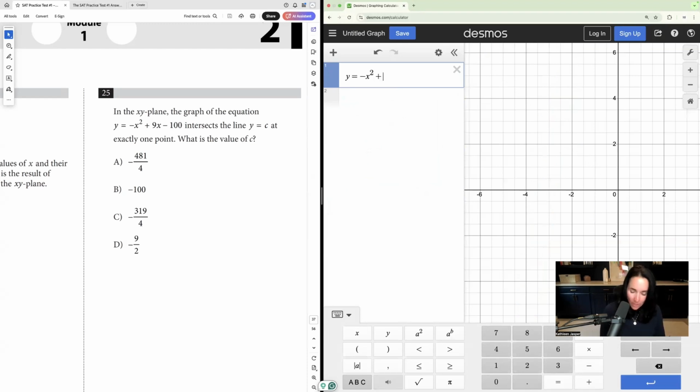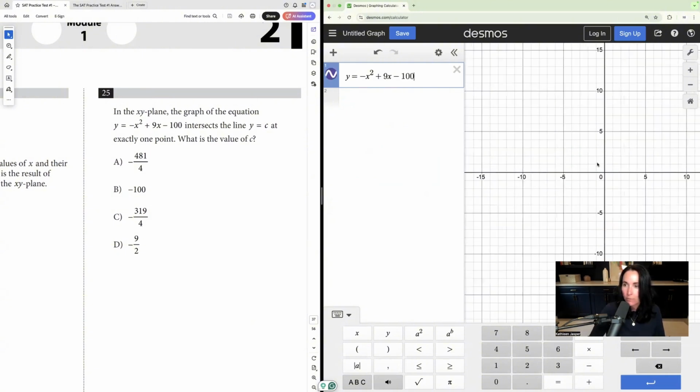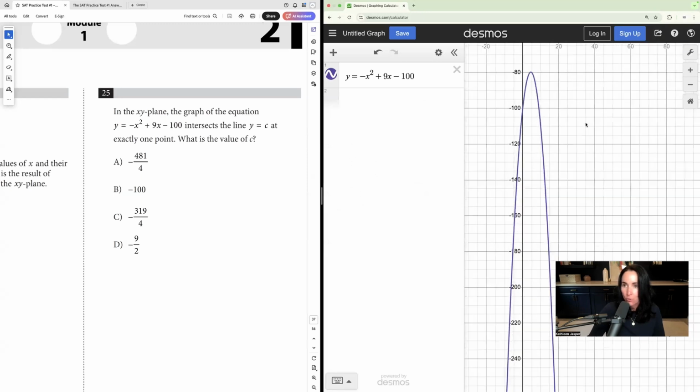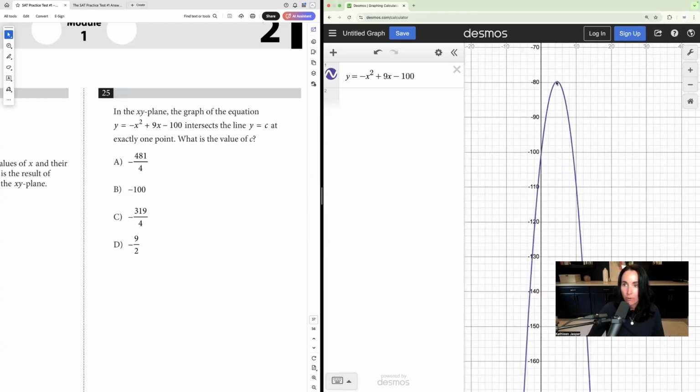What do we have? Plus 9x minus 100. All right, let's zoom out here and see. Oh, I see my parabola. Sometimes you have to zoom out. But you can see I have my parabola and the vertex. Now, whenever you're dealing with a parabola, 9 times out of 10, we're looking for the vertex, okay?